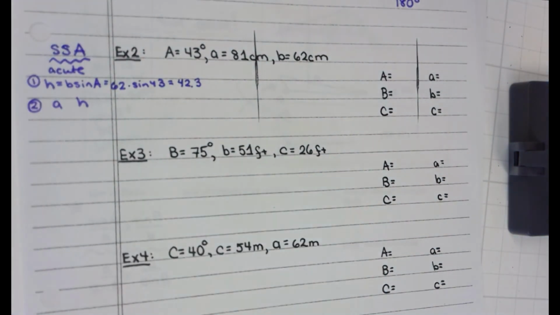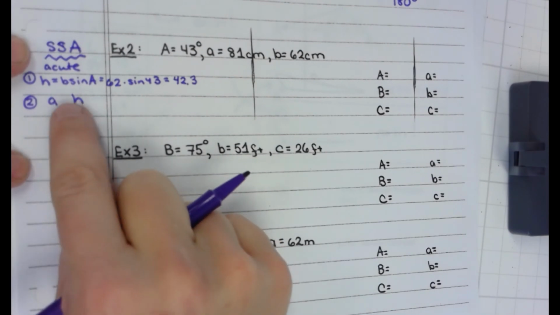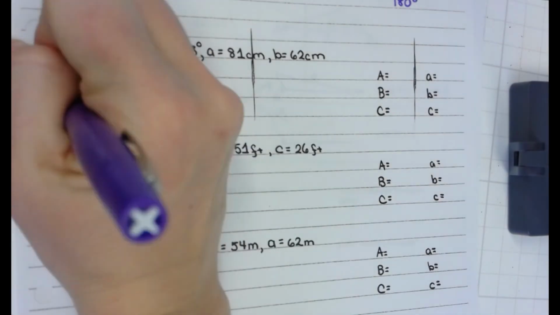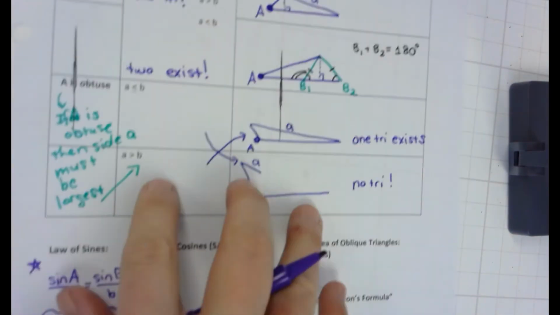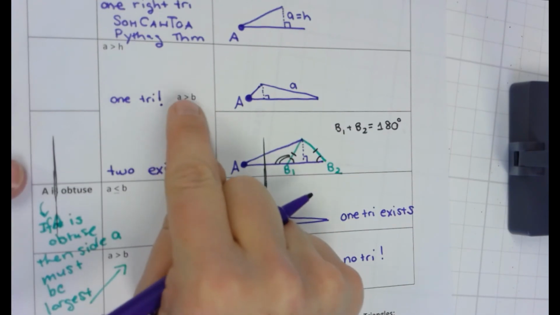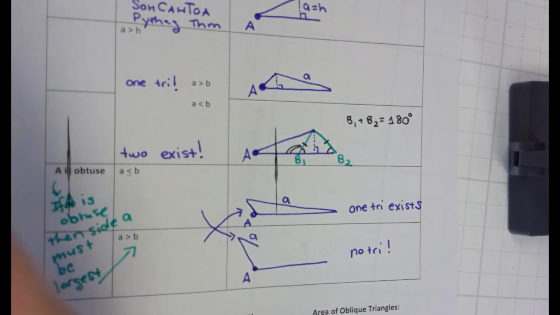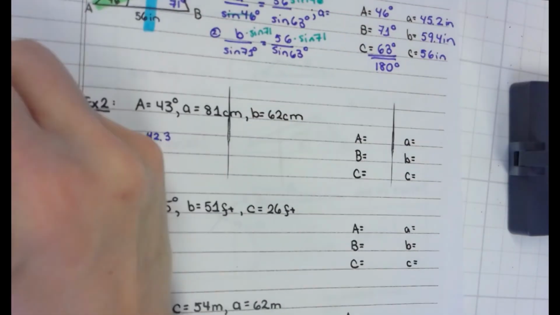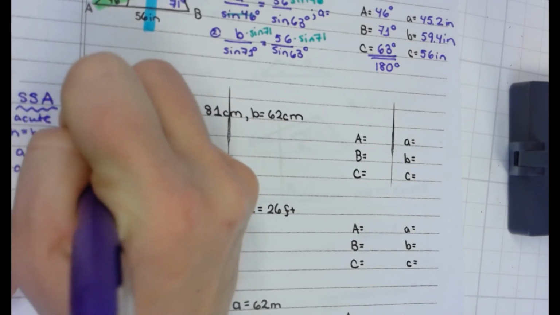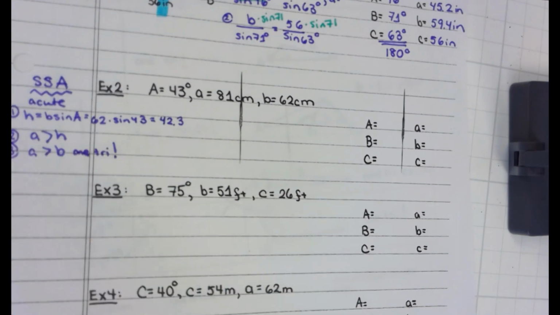So if it's an SSA, we have to find the height? Yes. Only if it's acute. Okay, how does A compare to H? A is bigger than. Okay, so look at your flow chart. A is bigger than H. Now you need to tell me if A is bigger than B or if A is less than B. A is bigger than B. So only one triangle exists. Okay, so as we do this, we only need to do one triangle.